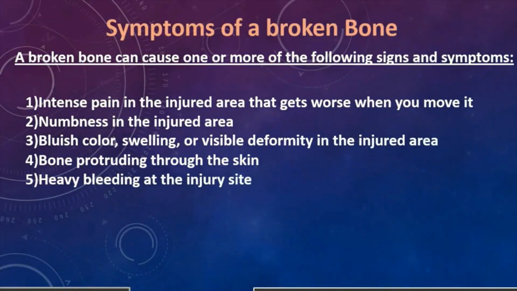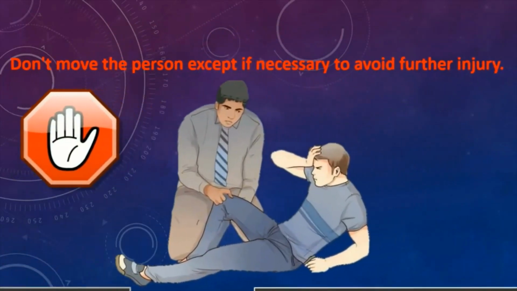Number first, intense pain in the injured area that gets worse when you move it. Number second, numbness in the injured area. Number third, bluish discoloration, swelling or visible deformity in the injured area. Number 4, bone protruding to the skin. Number 5, heavy bleeding at the injury site. Don't move the person except if necessary to avoid further injury.